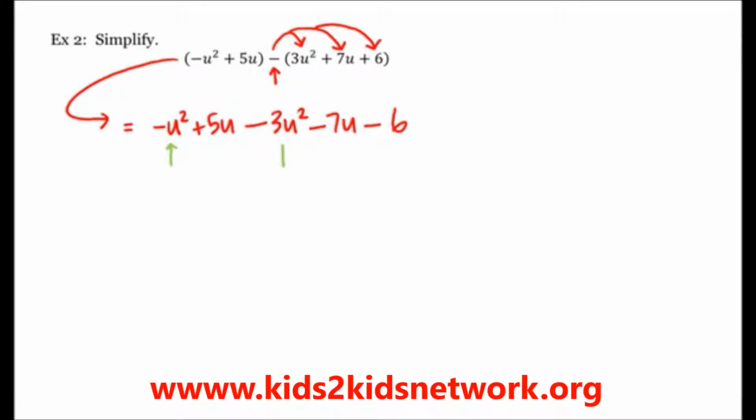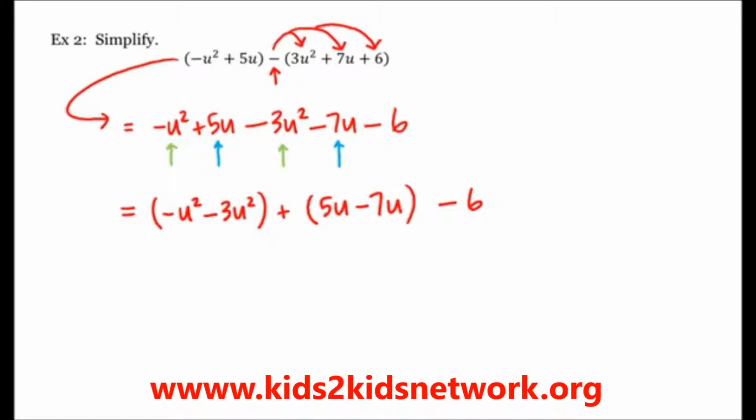The negative u squared and negative 3u squared are like terms, as well as the 5u and negative 7u. So grouping them together gives us negative u squared minus 3u squared, and then plus 5u minus 7u, and then minus 6, which is equal to negative 4u squared minus 2u minus 6, which would be our answer.